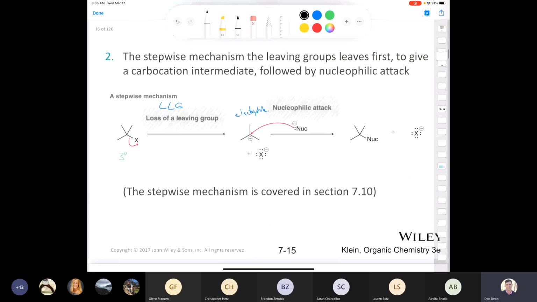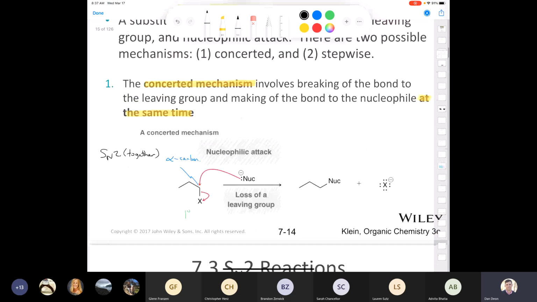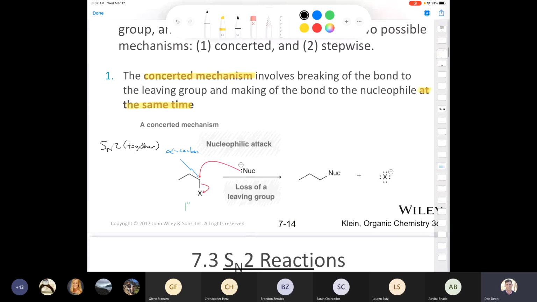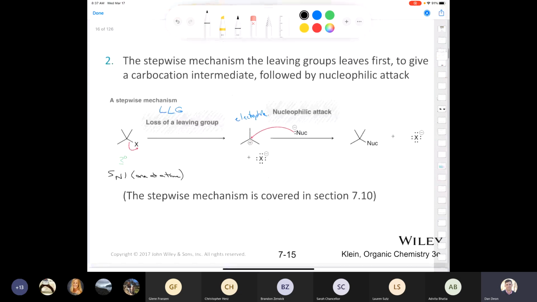And when we have a stepwise mechanism, she called this an SN1, and SN1, she called it one at a time. It's the only person I've ever heard say that. Maybe she invented it herself. Maybe she stole it from somebody else. I don't know. But it's something I never forgot. So an SN2 reaction is going to be SN together. Both steps are happening together. And an SN1 is SN one at a time.